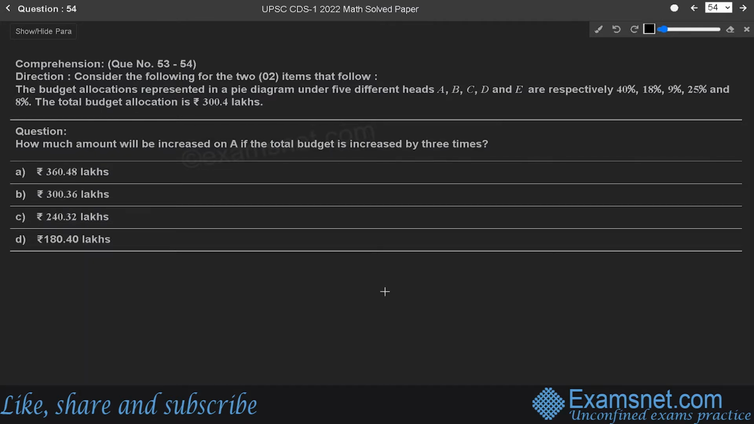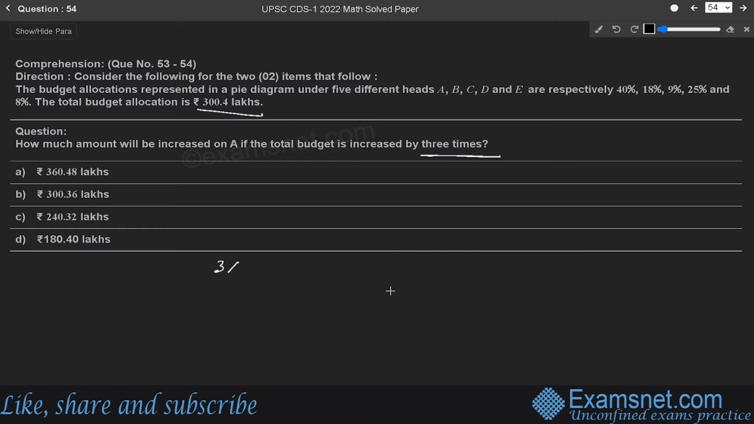Next question is, how much amount will be increased on A if the total budget is increased by 3 times? See, the directions are same for this question also. It means that the total budget allocation is rupees 300.4 lakhs. It is given in the question. And the total budget is increased 3 times. According to this question, it will be increased 3 times.